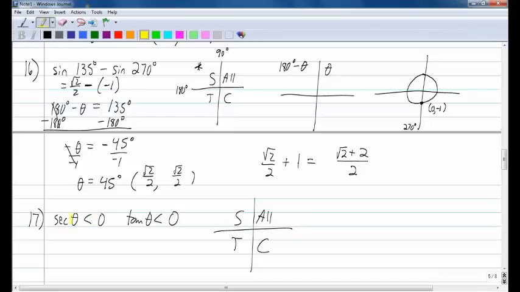So secant of theta is less than 0. So that means secant's negative. So secant is negative in these two quadrants. Tangent is less than 0. So tangent's negative. Tangent's negative in these two quadrants. So the place where that overlaps is the second quadrant. So that's where this angle measure is. Second quadrant, or quadrant 2.